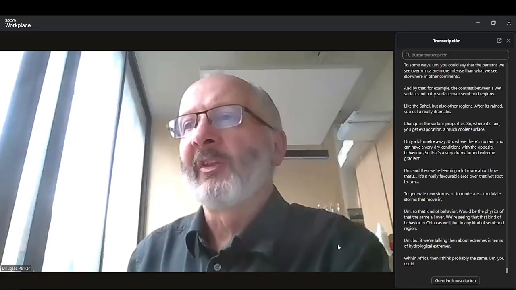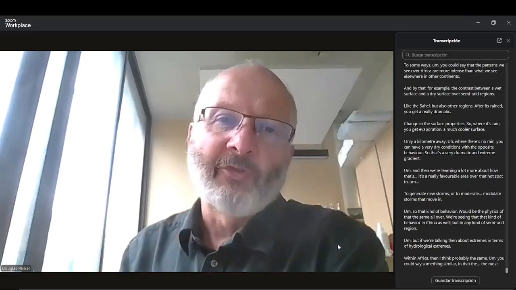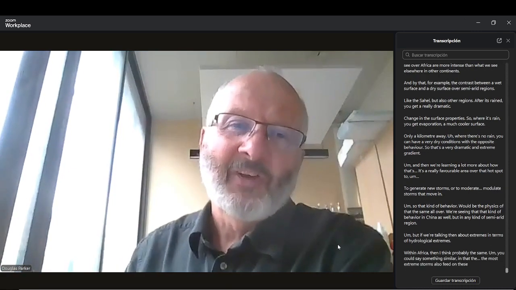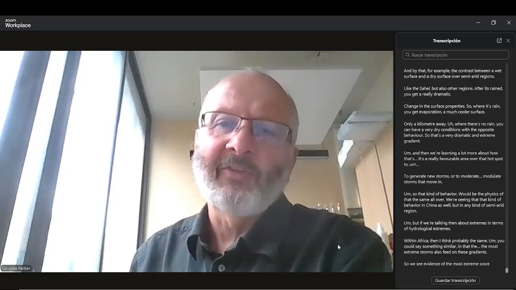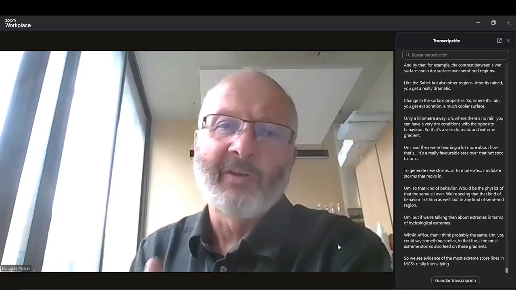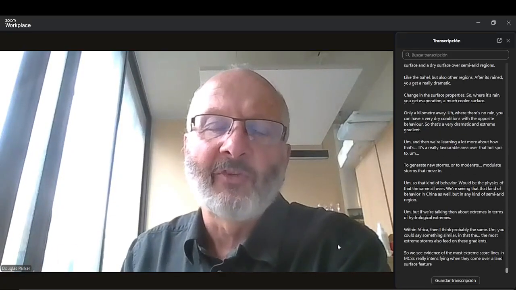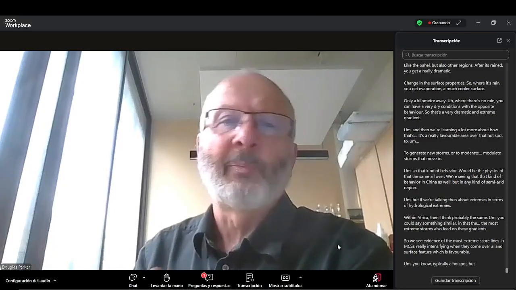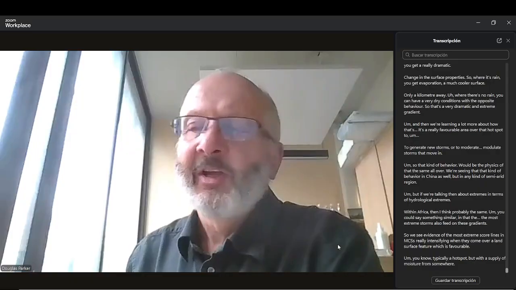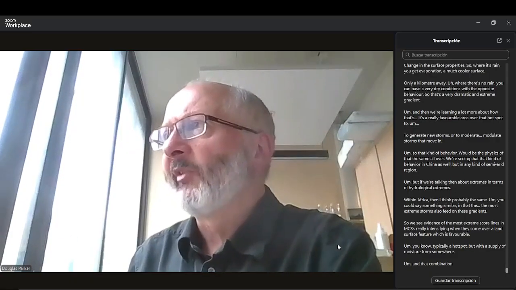You could say something similar in that the most extreme storms also feed on these gradients. So we see evidence of the most extreme squall lines and MCSs really intensifying when they come over a land surface feature which is favourable. Typically a hotspot, but with a supply of moisture from somewhere. And that combination is perfect.